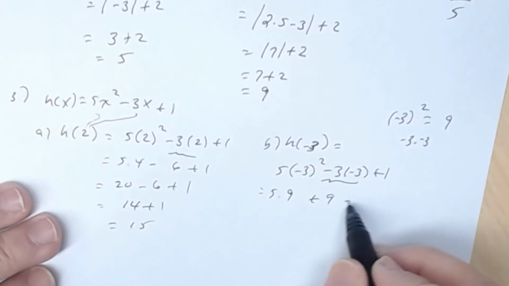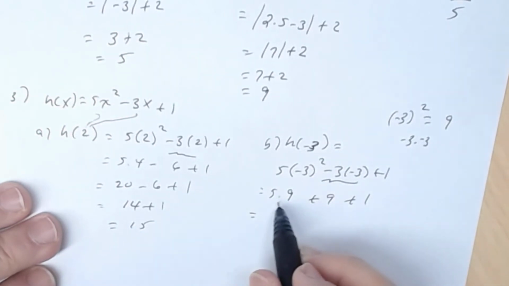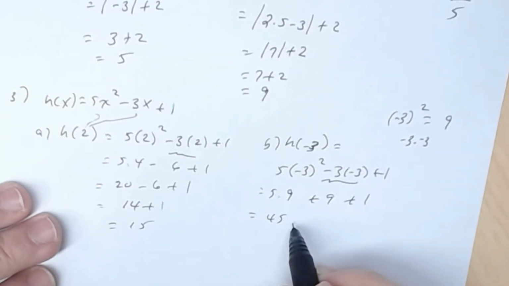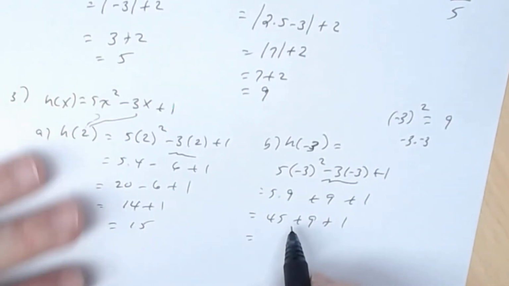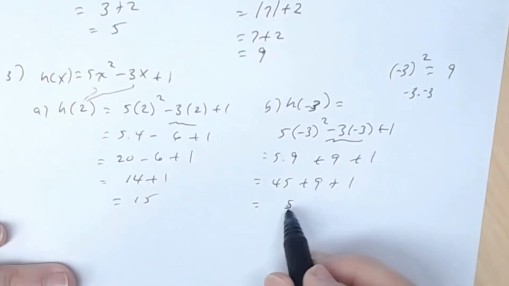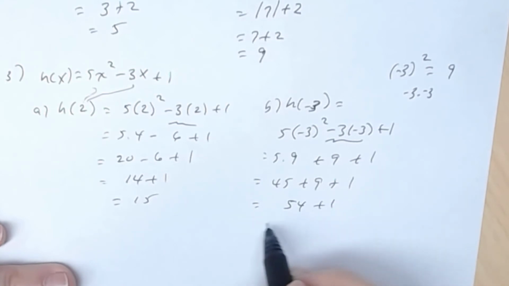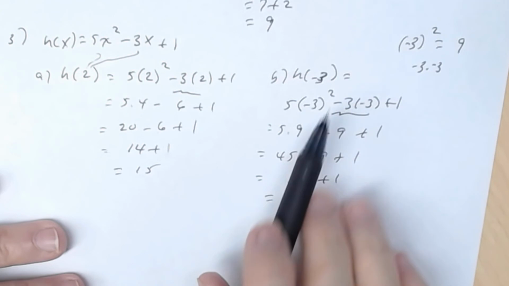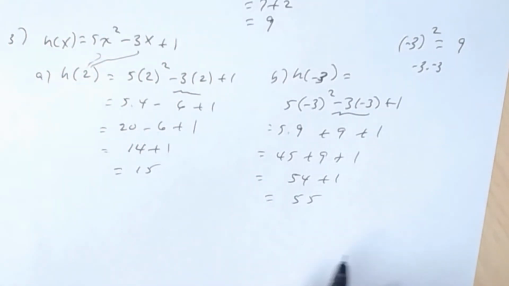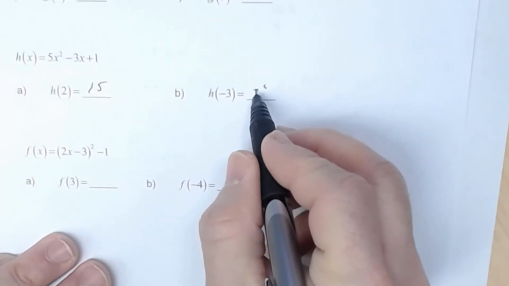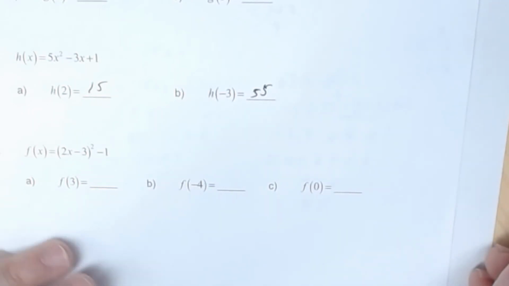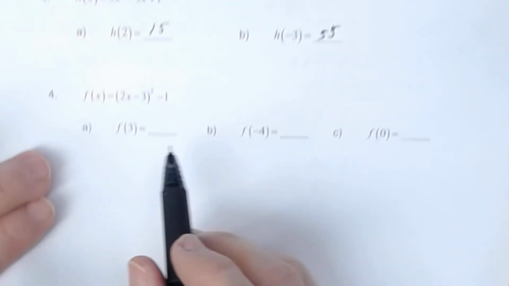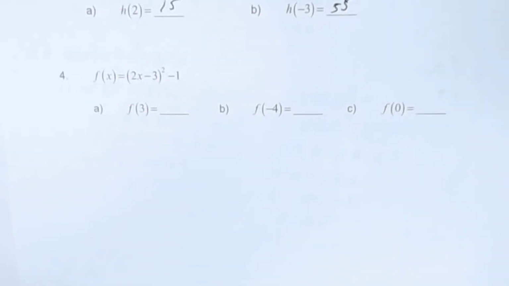Let's go ahead and do that now. And then plus 1. And so I get 5 times 9 is 45. 45 plus 9 plus 1. And then 45 plus 9 is 54. And then 54 plus 1 is 55. So h of negative 3 is 55. All right, now over here we have, let me go ahead and see if I can make this a little bit better.